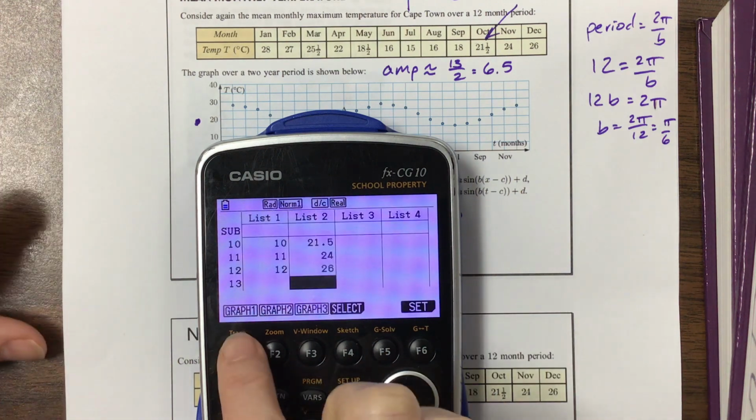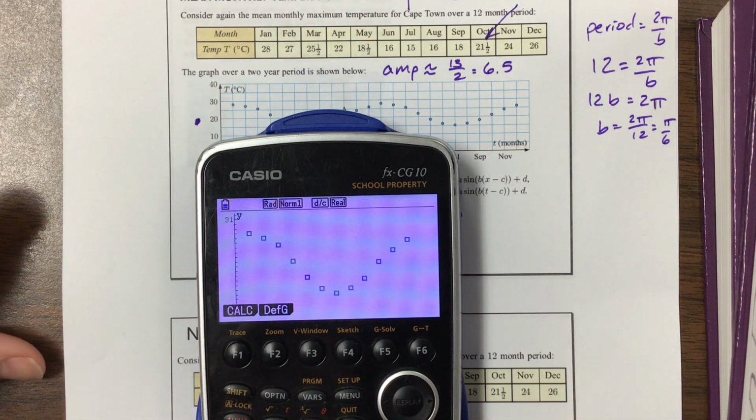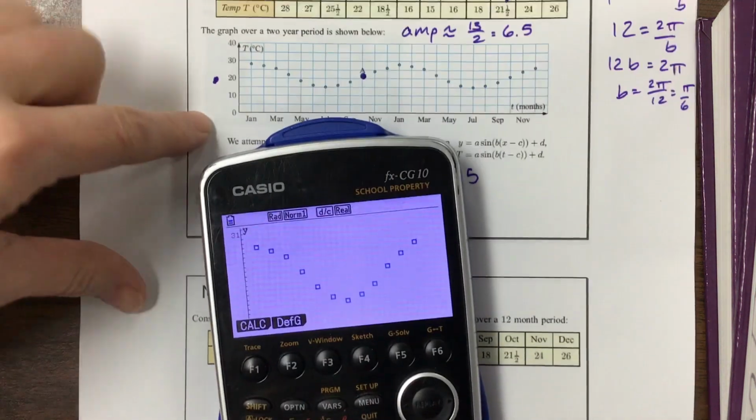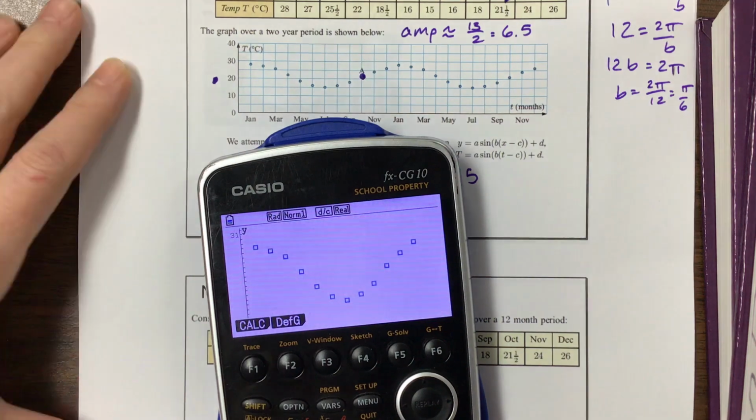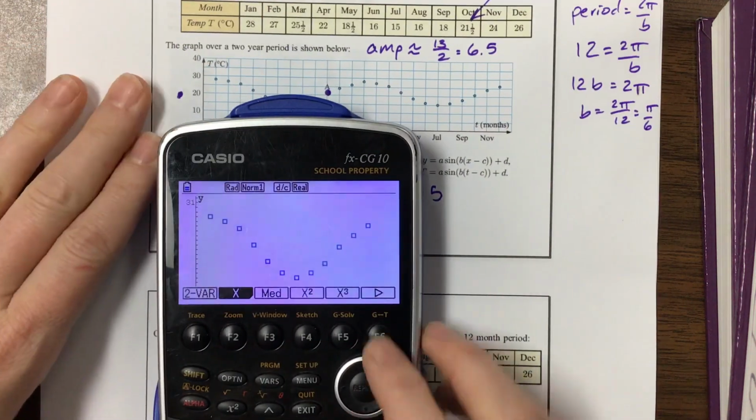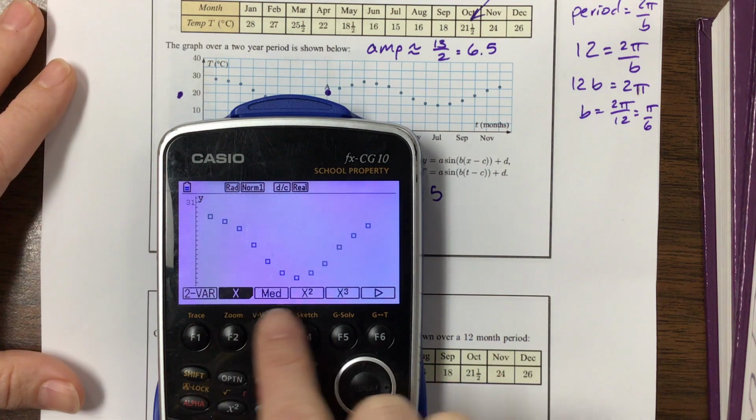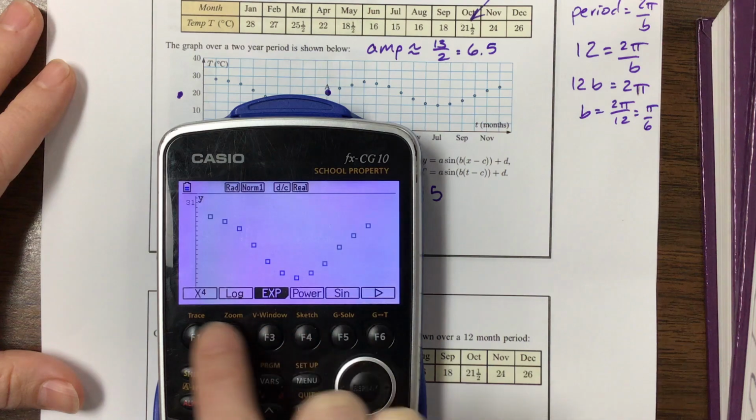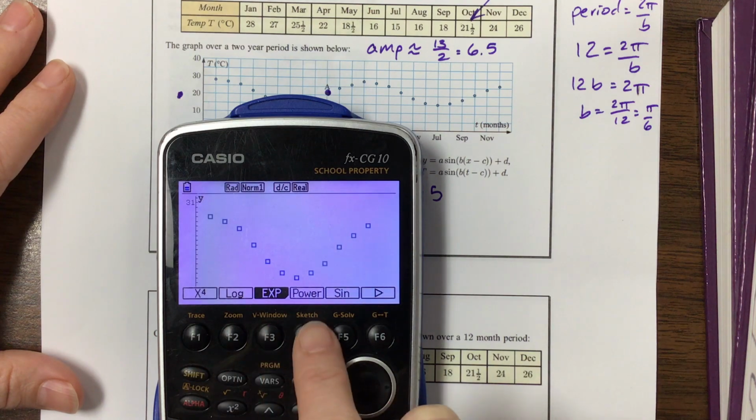Okay, so things looked good. So I'm going to hit graph 1, and there are those points. And that resembles this first little bit of the graph on my paper. I'm going to calculate. I can do the different regression. So if it's linear, quadratic, cubic, quartic, logarithmic, exponential, power.